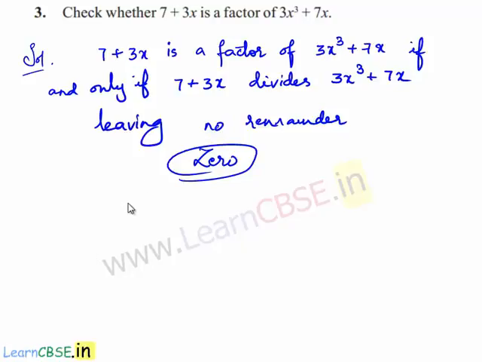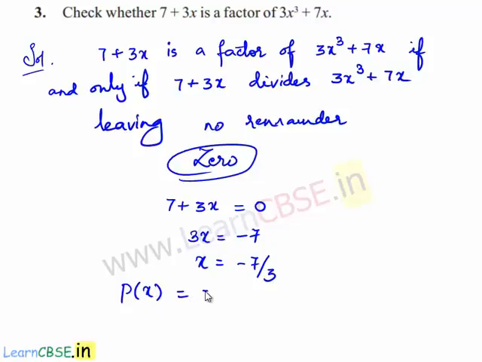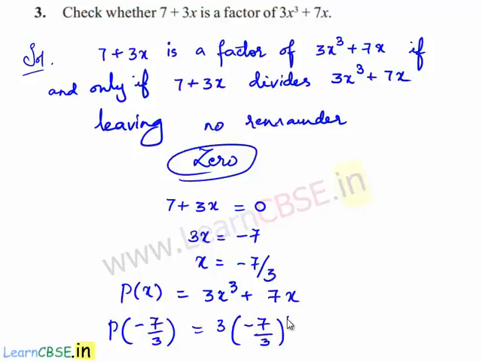So first let us find the remainder for the given polynomial. In order to find the remainder, let us use the remainder theorem. So first equate the linear polynomial to 0. We get 3x is equal to minus 7 and x is equal to minus 7 by 3. Next, the given polynomial can be written in the form p of x is equal to 3x cube plus 7x, and substituting the value of x in the polynomial, we get p of minus 7 by 3 is equal to 3 times minus 7 by 3 whole cube plus 7 times minus 7 by 3.